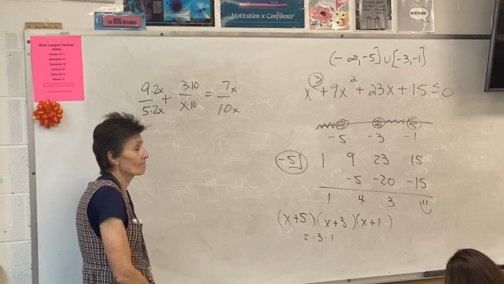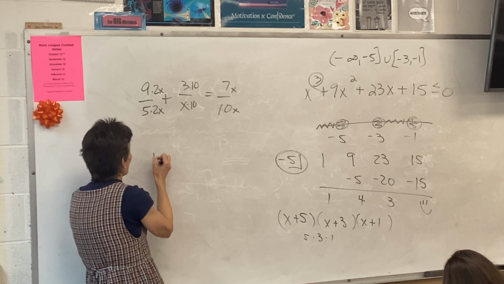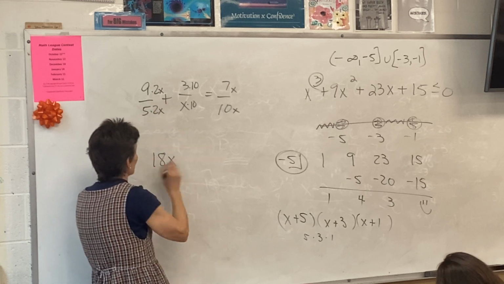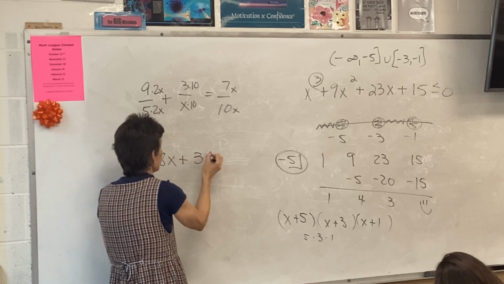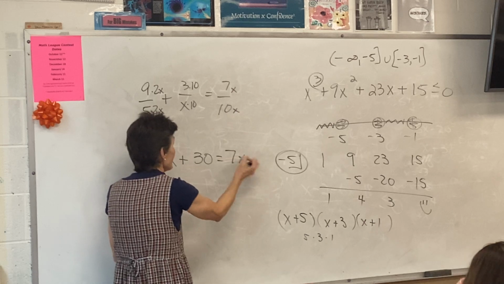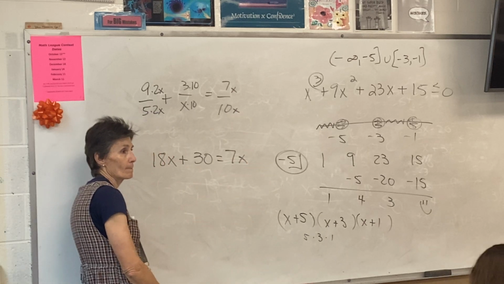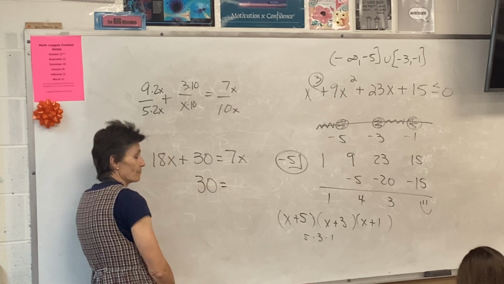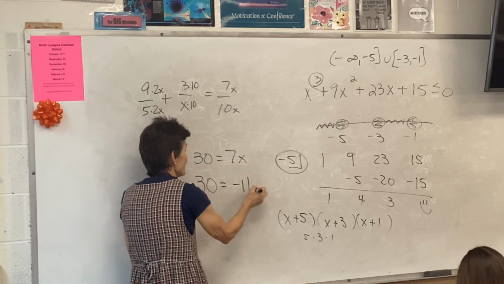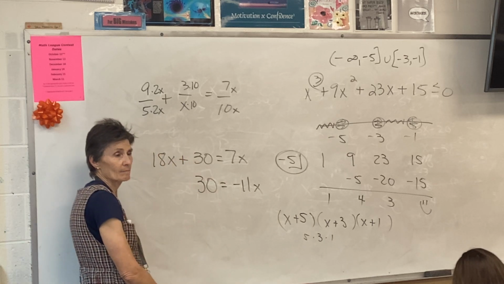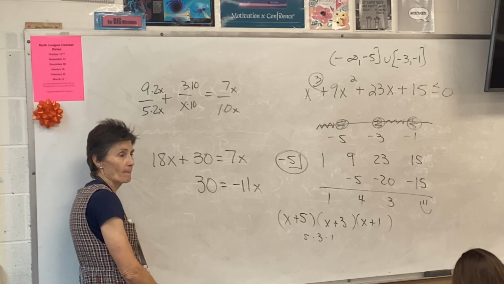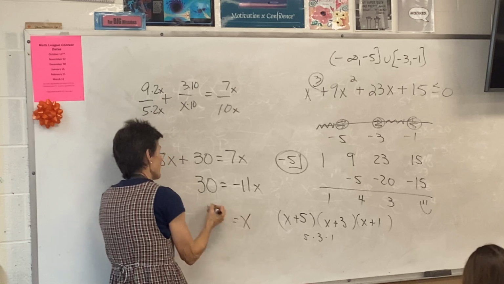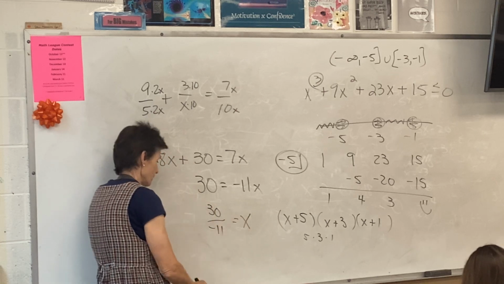It's 2. What did we do? So 18x plus 30 equals 7x. So 30 equals -11x. And x equals 30 over -11.